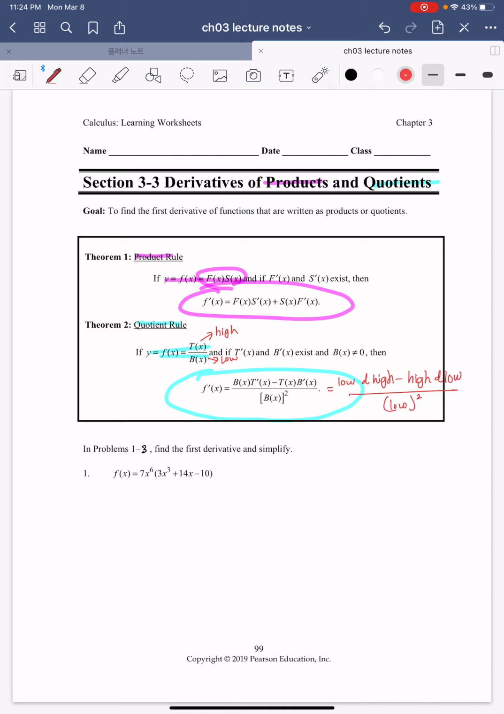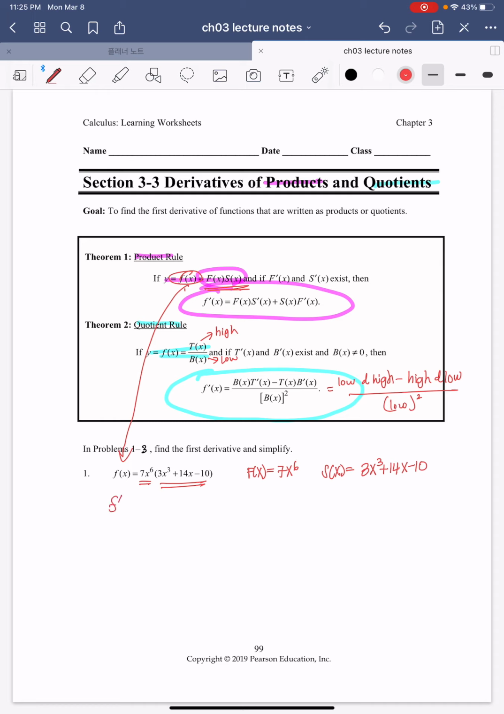Now take a look at the first one. Obviously, you don't see a division, so you know that it's going to be a product. So now my goal is, what is my capital F and then capital S function? So you have to identify. This to me is one function, and this to me looks like my other function. So my capital F will be 7x squared, and my S of x will be 3x cubed plus 14x minus 10. Notice I'm rewriting my f of x into capital F, capital S.